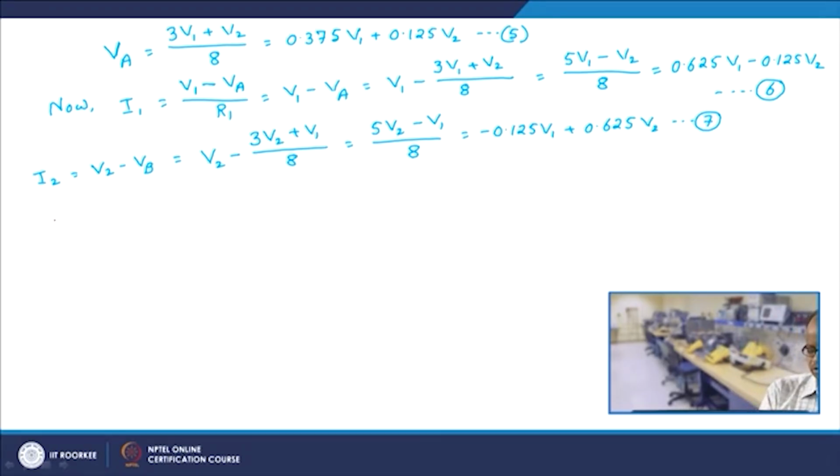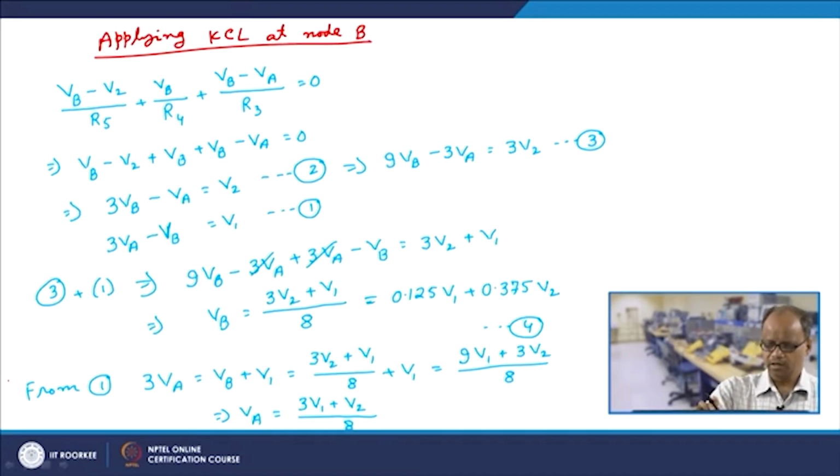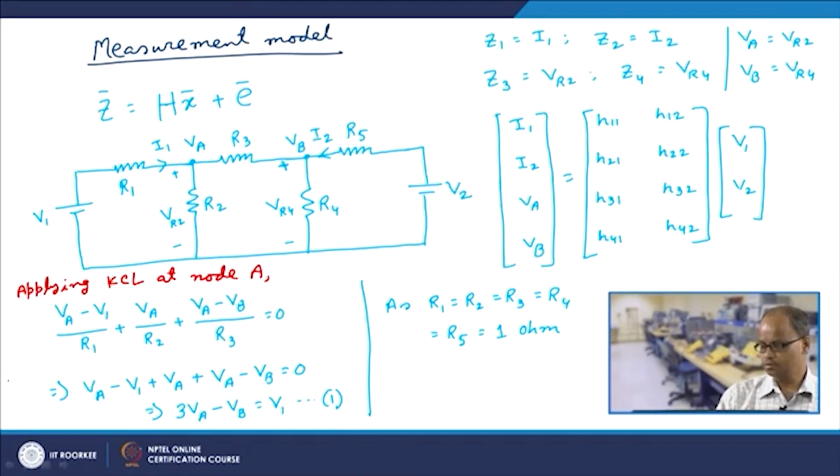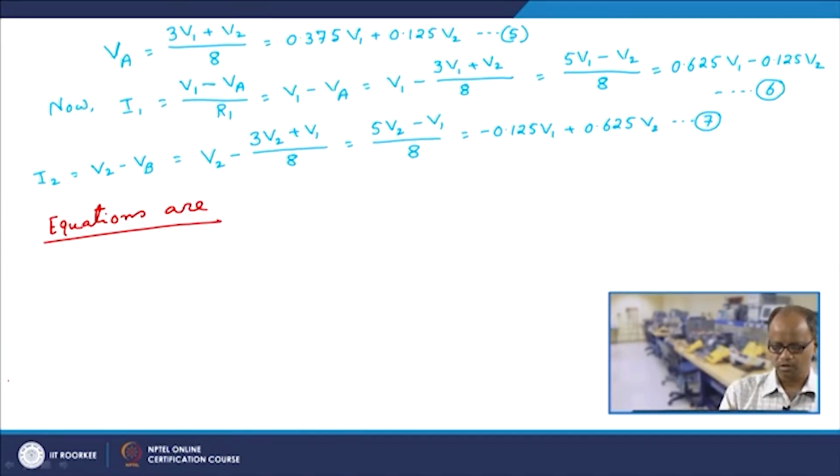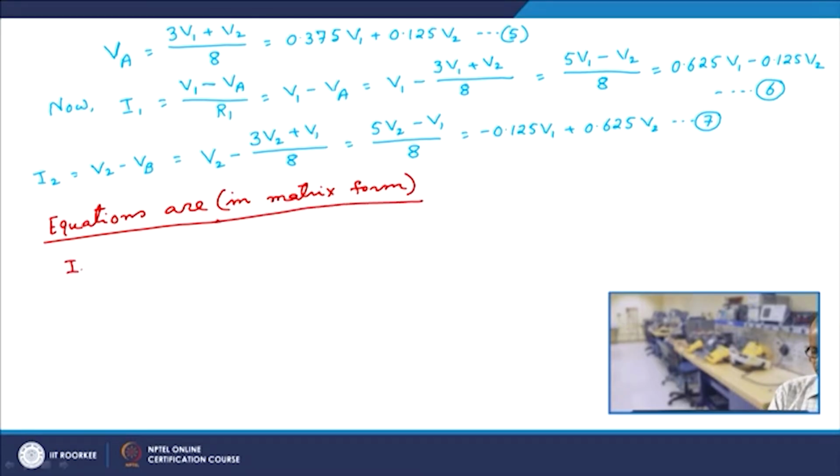So, now let us look at what our equation was. So, our I1, I2, VA, VB. Then therefore, in matrix form, we have I1, I2, VA, VB.